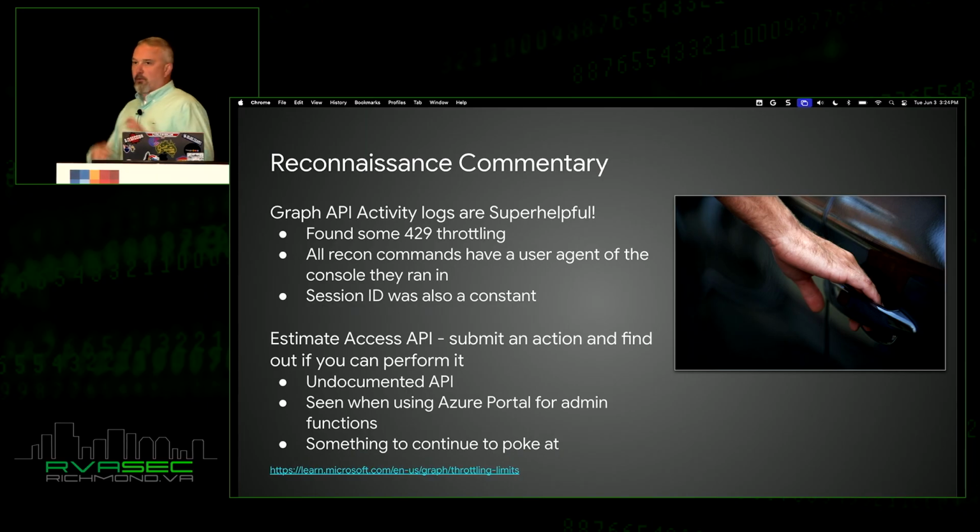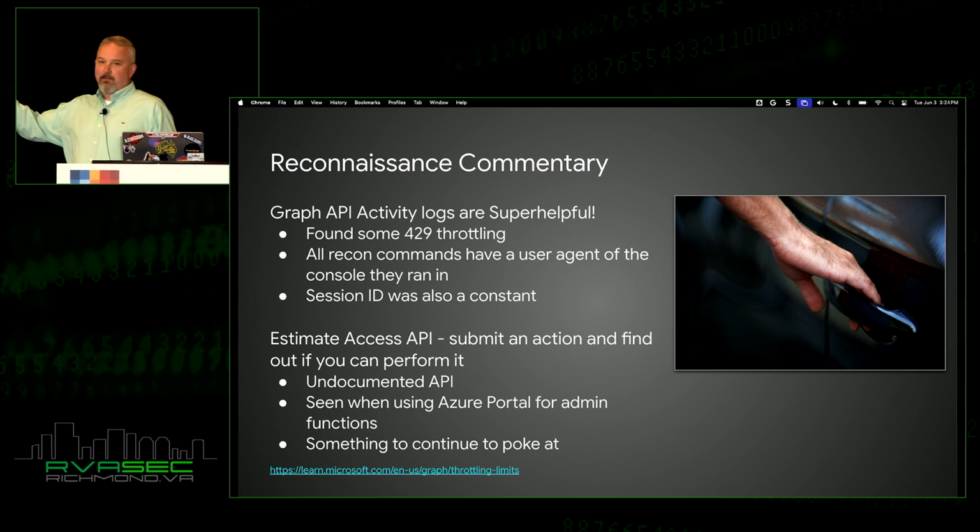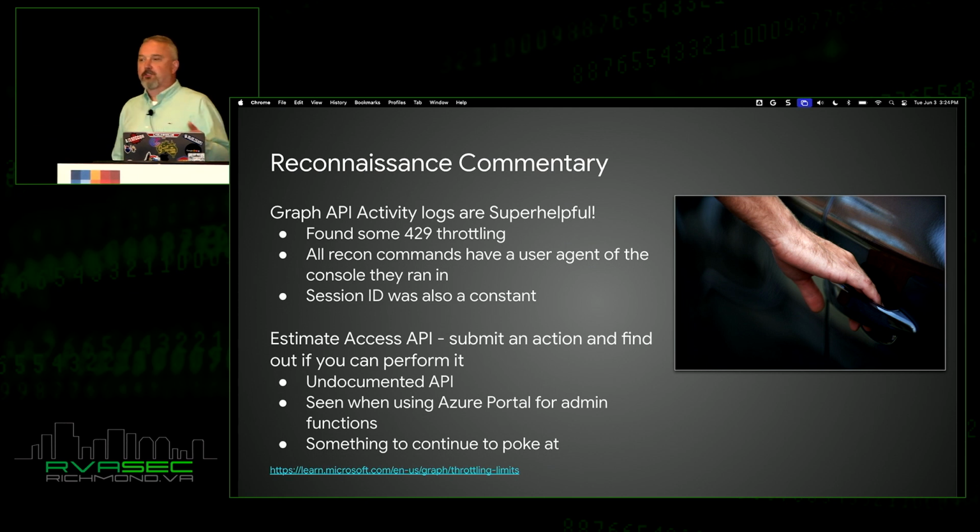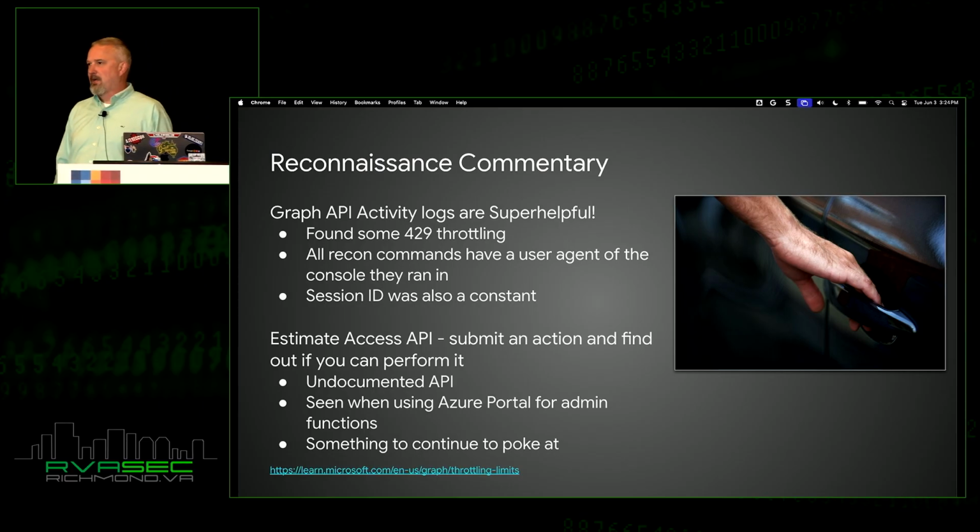So there's more reconnaissance stuff. I obviously don't have time to do all of them, but the Graph Activity API logs are super helpful. You also see throttling when you're running some of these activities. So I saw some 429 throttling. That might also be interesting to go, wow, somebody's doing a lot of heavy hitting that the throttling's kicking in, that maybe I should be looking at as well.